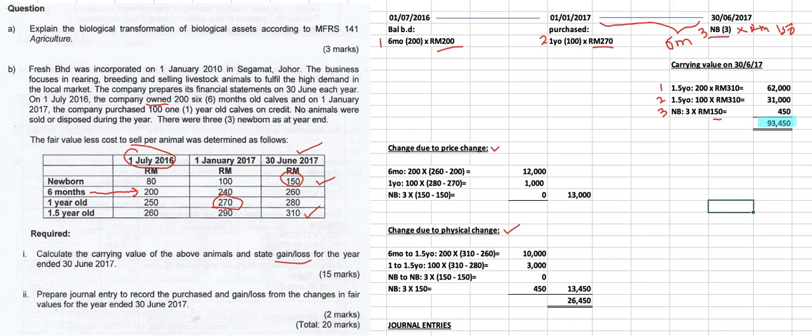Alright, we look at here. 6 month old at the end of the year is 260 here. Okay, and then less 200, the fair value on the initial. Okay, kita tak kata acquire lah because this one is carried forward kan at the initial date. Okay, and then next one, 1 year old at the end of the year it is 280. Okay, less 270 di sini.